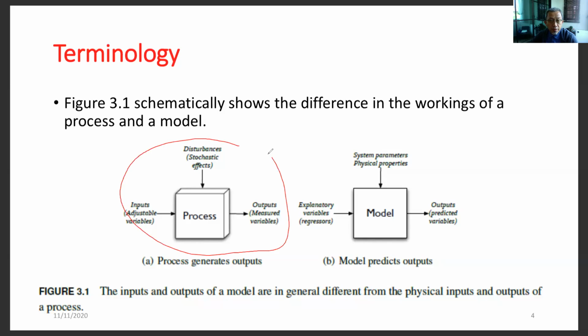So this is a real process, like the single tank just now, where we have the input PRBS, a disturbance, the stochastic effect, and the output measurement. But a model can be parametric and non-parametric. So there is no noise in the model, only physical properties. Then we have explanatory variables or regressors and the output. So a model is something that we estimate. A process is something that is really happening in our environment today.